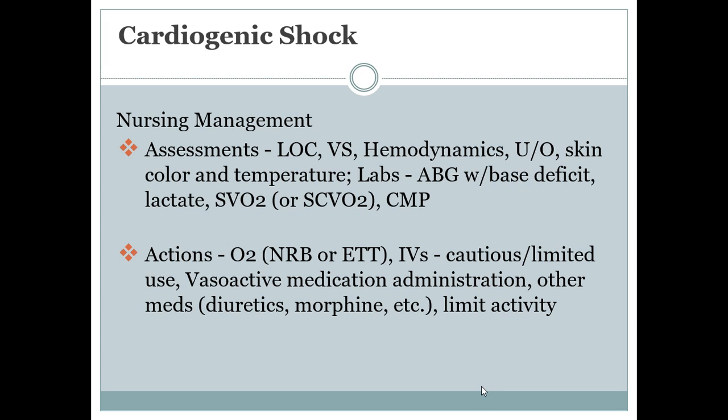With our IVs, we're always going to start two again. So we'll have two IVs, large bore. We might do some vasoactive medication administration. A lot of times, if that's the case, and we do vasoactive medications, I'll try to start either a PICC line or a central line for these patients. And then we might look at other medications, diuretics, morphine. We want to try and limit activity to lessen the load of the heart.